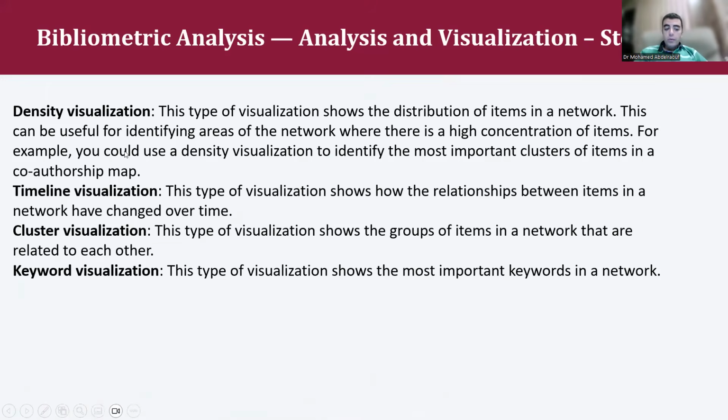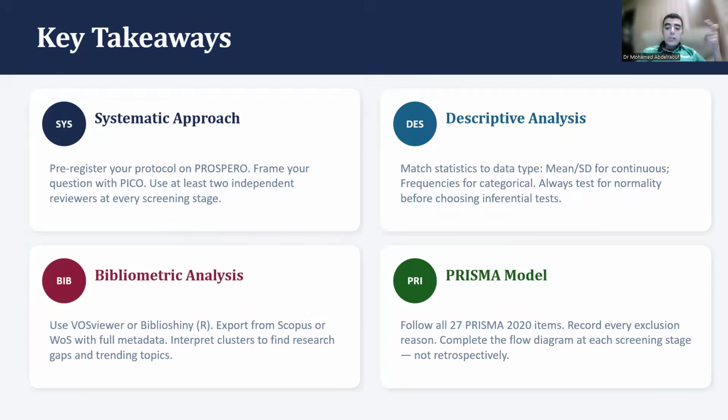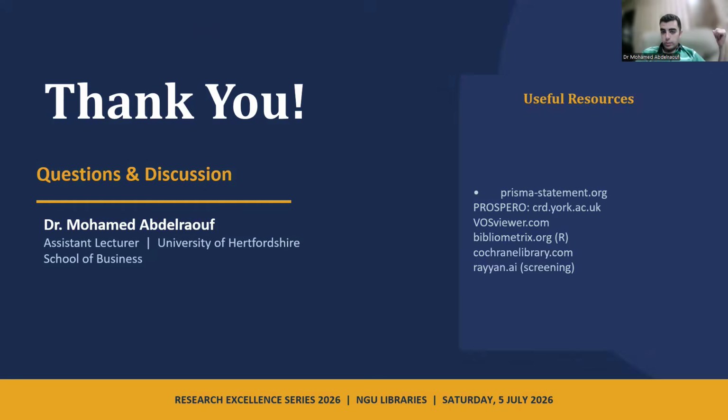As we can see, we have 4 types of visualization. The density shows the distribution of the network and the high concentration of the studies. The timeline shows the relationship of the network over time. Then we have the cluster of the groups of the network that are related to each other, and also the keywords that are related to each other. So to summarize, the systematic approach, as we learned, shows the key directions of the study and teaches me what the new contributions are, what was discovered and what was not discovered, and what I can do in the future. And there are the descriptive, the bibliometric, and the PRISMA models.